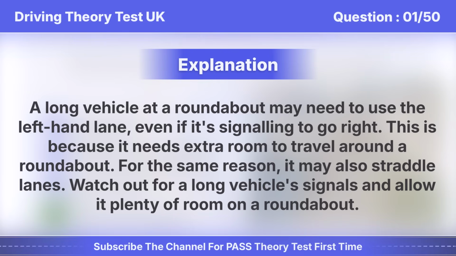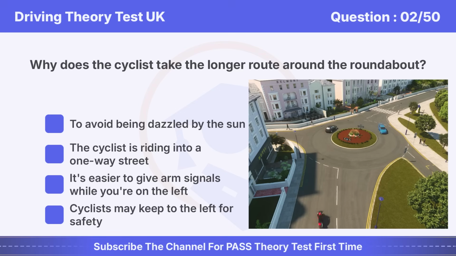A long vehicle at a roundabout may need to use the left-hand lane, even if it's signaling to go right. This is because it needs extra room to travel around a roundabout. For the same reason, it may also straddle lanes. Watch out for a long vehicle's signals and allow it plenty of room on a roundabout. Question 2. Why does the cyclist take the longer route around the roundabout?